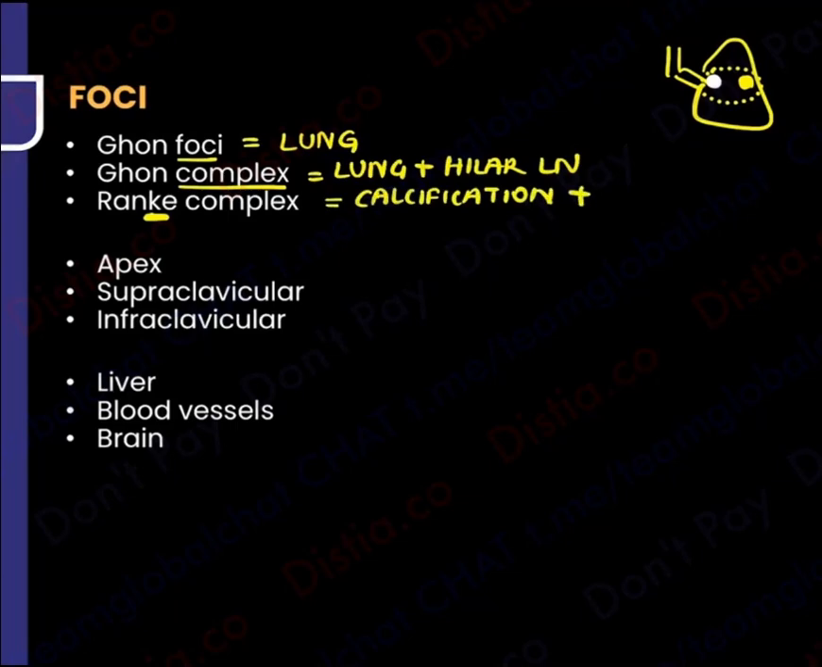So repeating, if there is one focus written, then one focus, one site, and that is going to be the lungs. If the word complex is written, that will mean that there are two things involved. There is lung and lymph node. And if the word calcification is written, complex in terms of Ranke, the complex with K is written, it is calcification. Okay. Now let's move on to apex, supraclavicular, infraclavicular.